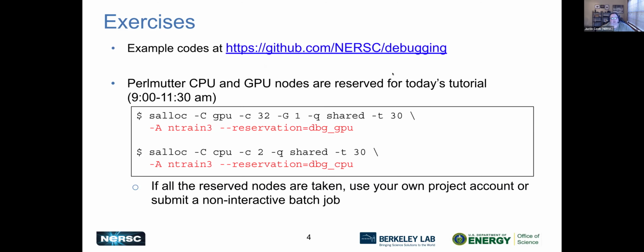The example codes are up here on GitHub. You can clone them down using GitHub's tools or using Git. Perlmutter CPU and GPU nodes are reserved for today's tutorial from the time listed below, in PST. If you want to use allocation, make sure that you're using the ntrain3 account and then the reservation debug_GPU or debug_CPU. If the reserved nodes are taken, you can use your own project account or submit a non-interactive batch job.